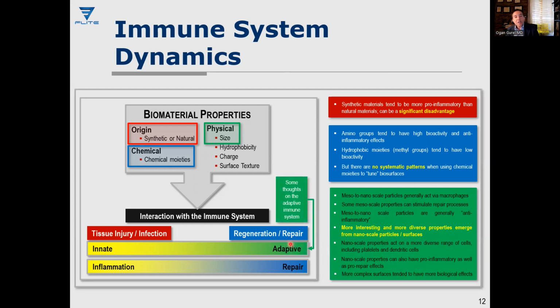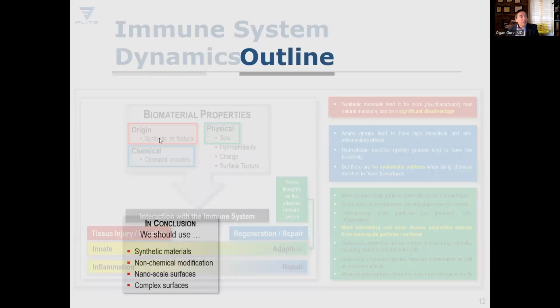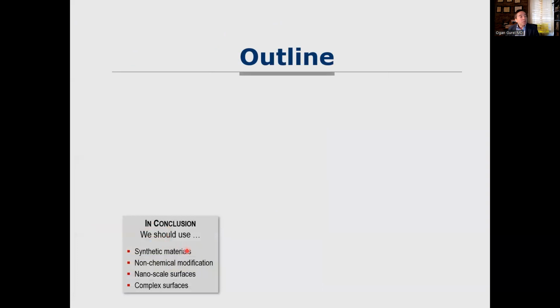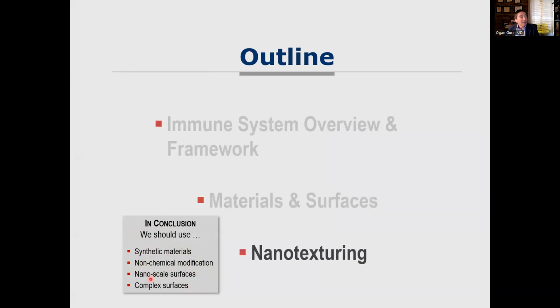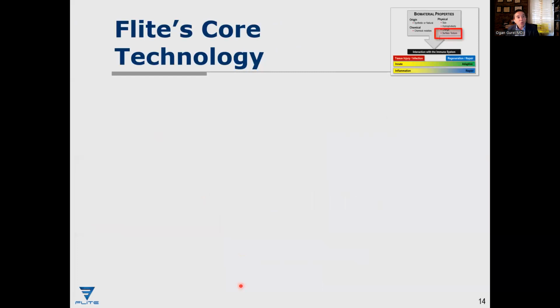So on the adaptive side, as I mentioned, we don't have a lot of physical mechanisms that influence that. That's a much more biological process that the B cells and T cells, as we described. That's a topic perhaps for another presentation. So in conclusion, we should use synthetic materials, non-chemical modification, nanoscale surfaces, and complex surfaces. And this leads to the topic of nanotexturing, which I'll go over quickly.